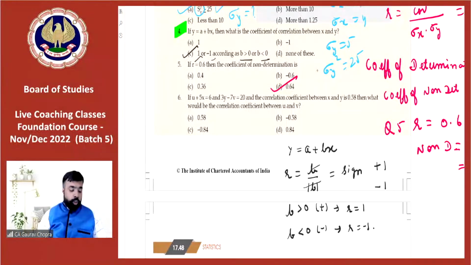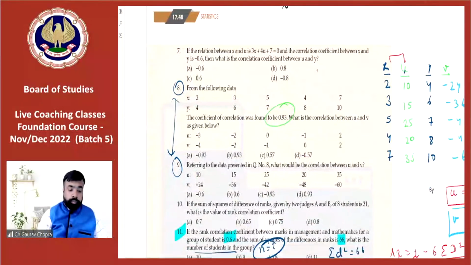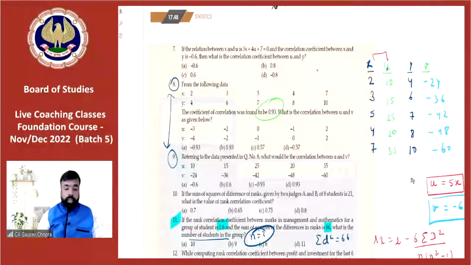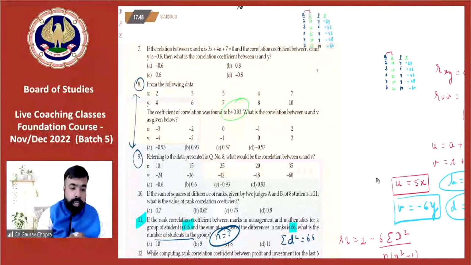Then question number 8 from set B. Yes, question number 8 also. Like question number 9 we had done. Similar is question number 8. What is required is that you have to find the equation here. So let us write here.